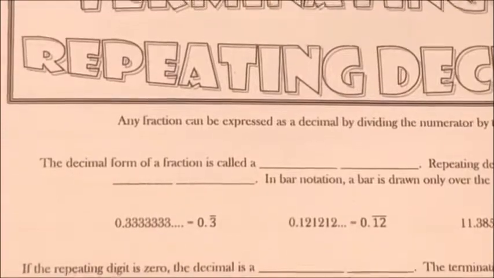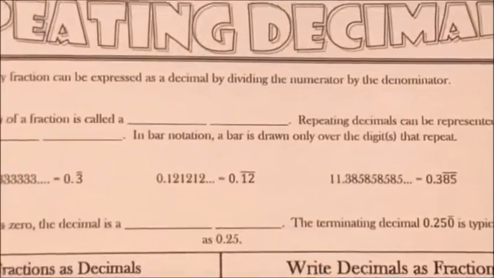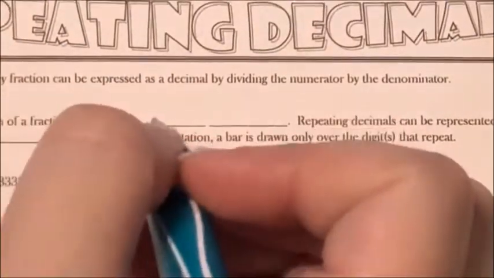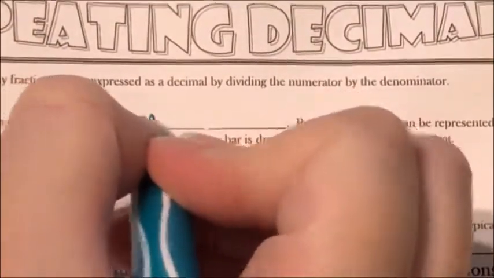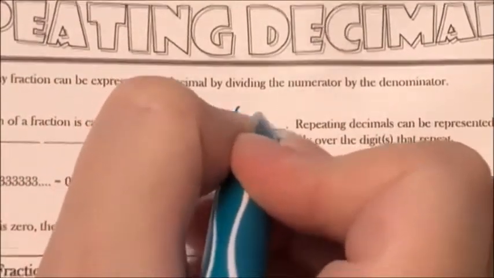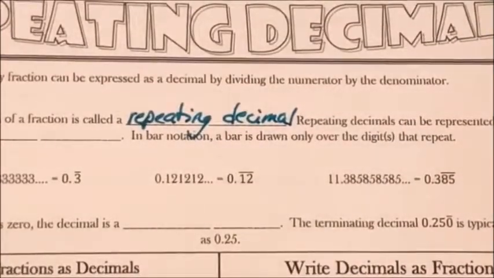The decimal form of a fraction is called a blank blank. In those two blanks, you're going to write repeating decimal. So the decimal form of a fraction is called a repeating decimal.